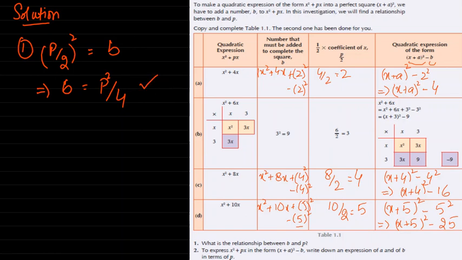Okay. Now it's coming on to part 2. To express x square plus px in the form of x plus a whole square minus b, write down the expression of a and of b in terms of p. Okay, right. So what it's saying, a and b in terms of p. Okay, now how can I solve this part? I have to express x square plus px in the form of x plus a whole square minus b, and write down the expression of a and of b in terms of p.